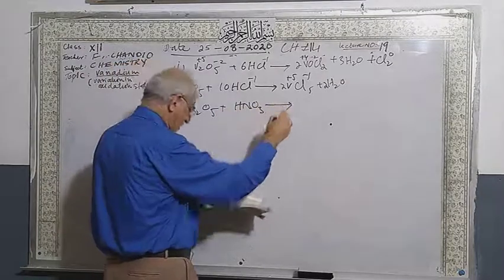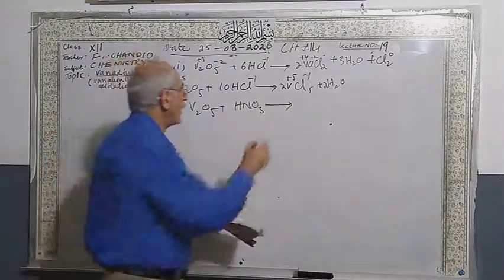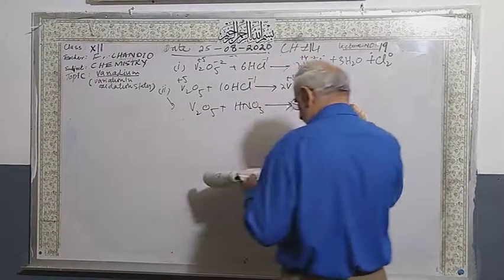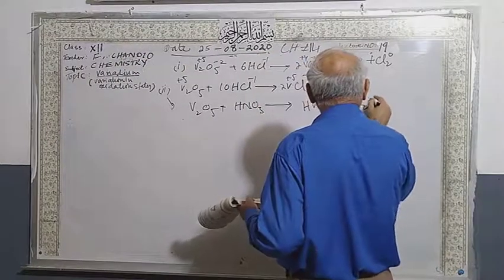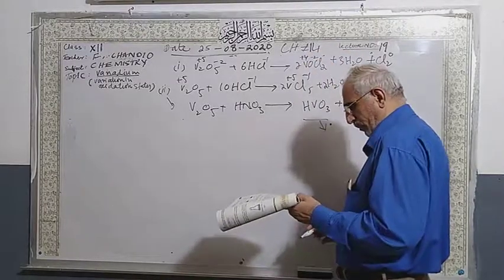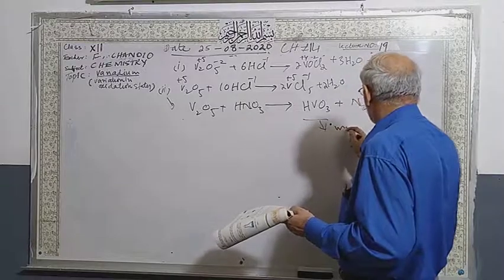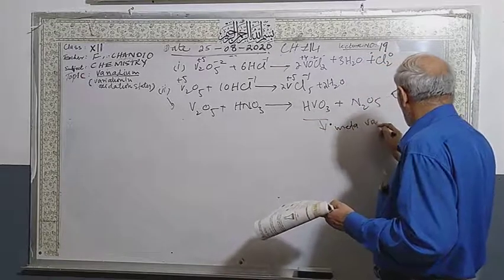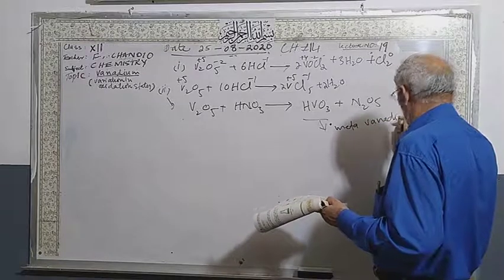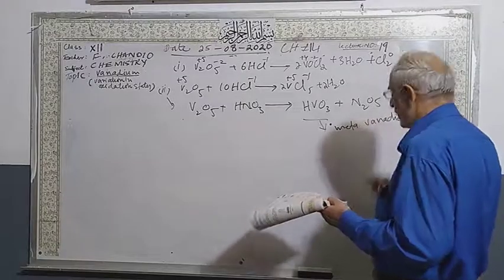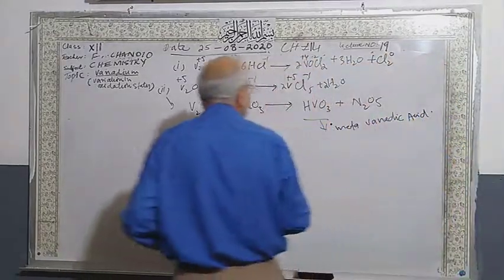This is the nitric acid and you will get HVO3 plus N2O5. This is called meta-vanadic acid.